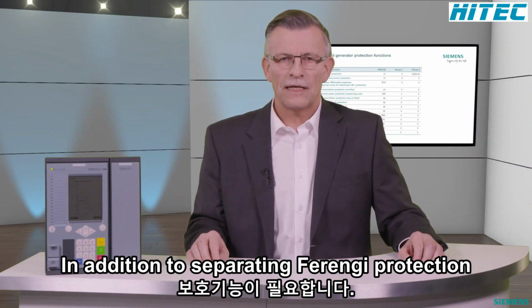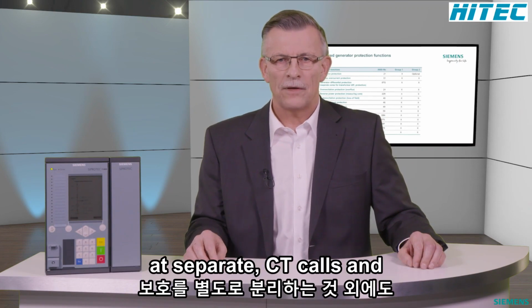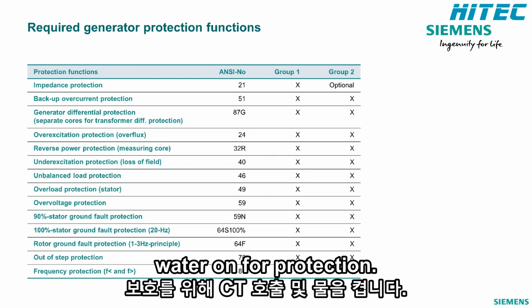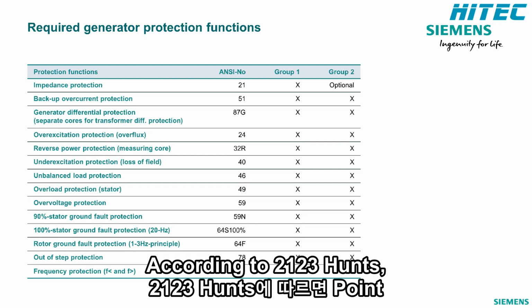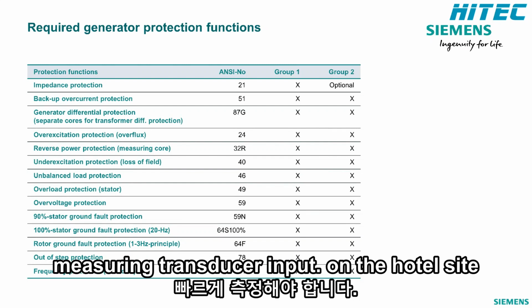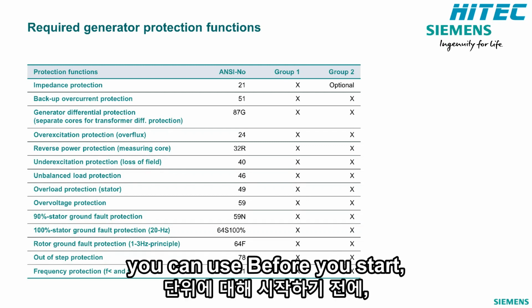In addition to the separate differential protection for the generator and the unit transformer at separate CT cores, 100% stator ground fault protection with external 20 Hz coupling unit and rotor ground fault protection according to the 1 to 3 Hz principle are required. The rotor ground fault protection needs 2 fast measuring transducer inputs on the hardware side. The other functions are standard functions for the electrical protection of power plant units.